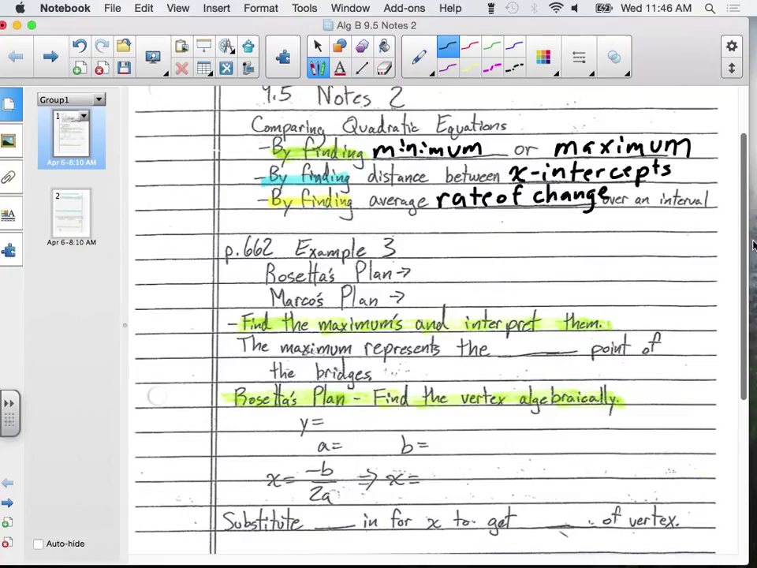So, right here we have Rosetta's plan. What's written in our book? How is Rosetta's plan represented? Do they give you an equation? Do they give you a graph? What do they give you? A table? And what is the equation? Y equals negative 0.1x squared plus 1.2x. You all have it. Write it down.